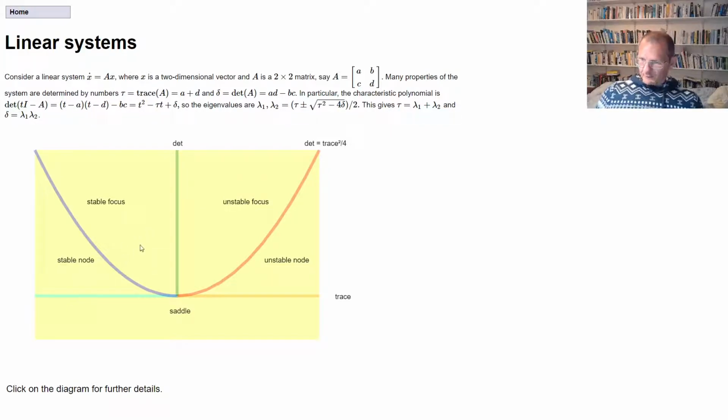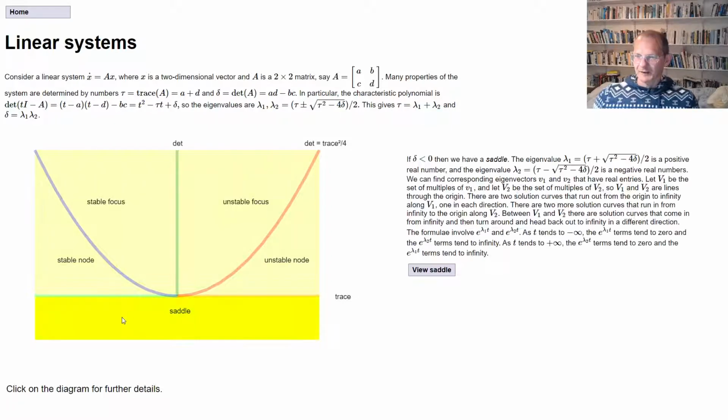Okay, so we've got this diagram here where your horizontal axis is labelled by the trace, which is Tor, and the vertical axis is determined by the determinant, which is det A, which is delta. So this is the Tor delta plane. Tor is the horizontal coordinate, delta is the vertical coordinate. And so it might happen that delta is negative. This is the line where delta is 0, and the region below here is where delta is negative. And for systems where delta is negative, we've got what's called a saddle.